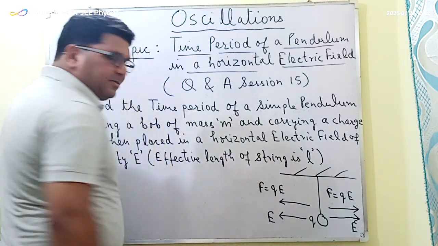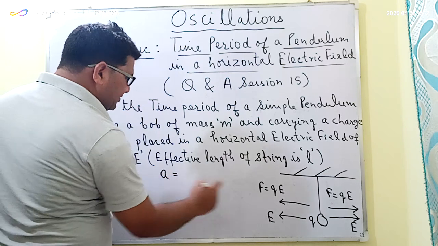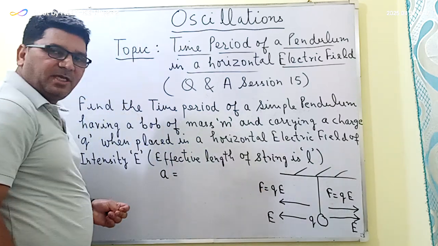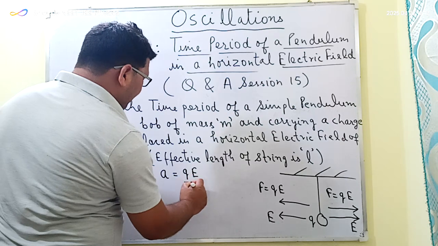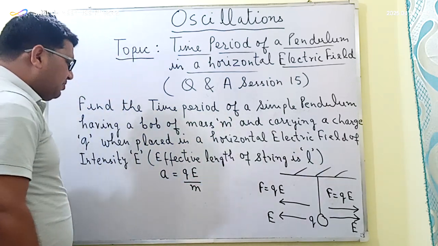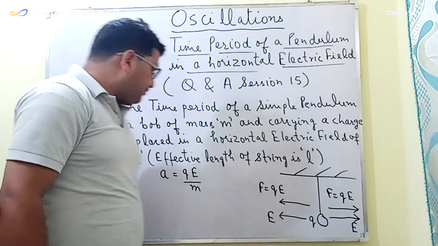Because of this electrostatic force, the acceleration which is generated in the horizontal direction, because F is equal to m into a, will be equal to QE divided by m, where m is the mass of the bob, E is the intensity of the electric field, and Q is the charge on this bob.